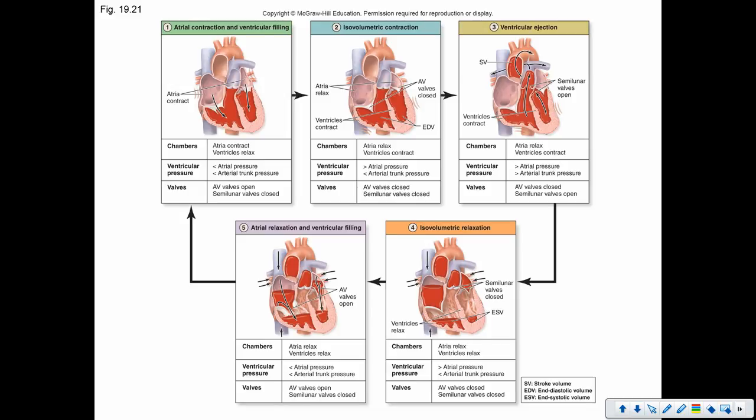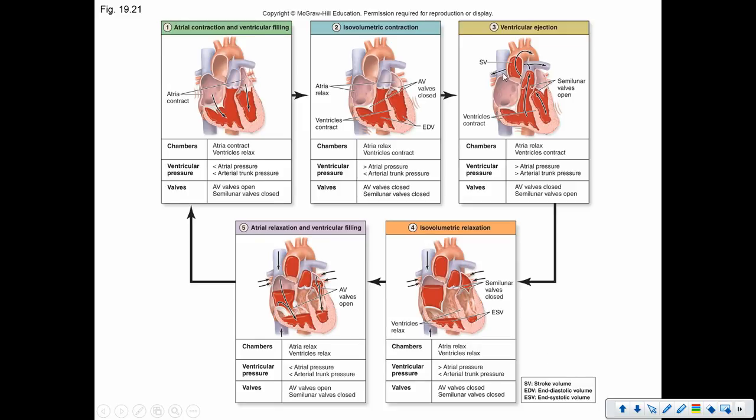Now, trying to see where they make a reference to this. We've got the thing down here. We've got the stroke volume, end diastolic and end systolic volume. I see the end diastolic. Oh, here's stroke volume. Okay, so we have some things that we use to measure the cardiac activity. And one of them is the stroke volume.